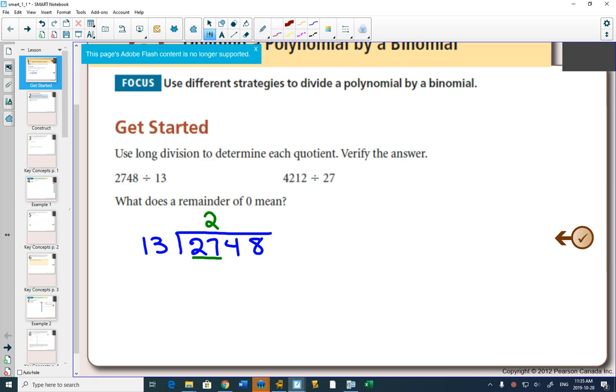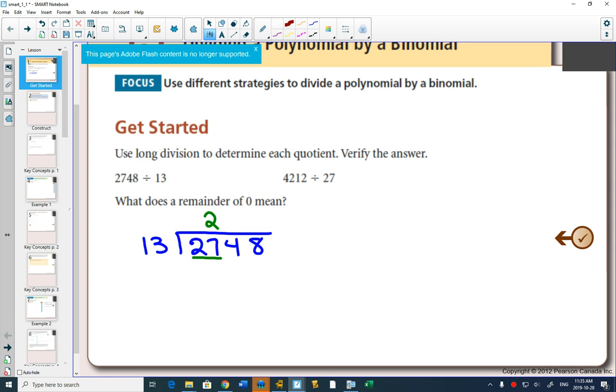And so what we do, since we're looking at the hundreds, is we would write a 2 over the hundreds spot. Because what we're really doing when we look how many 13s are in 27, that 27 represents 2,700, if we ignore the other numbers, right? How many 13s are in 2,700? There would be 200 of them, so our 2 is going over the hundreds place.